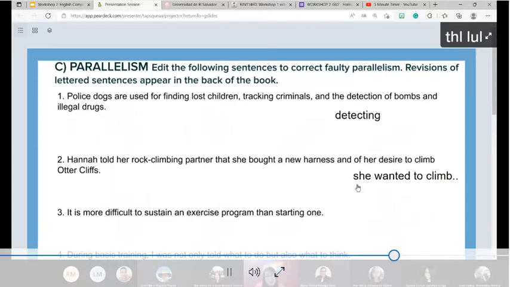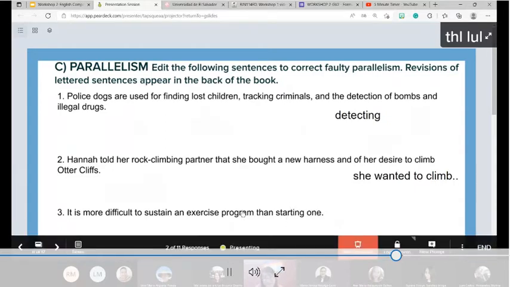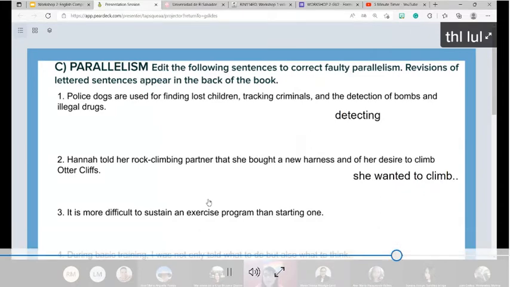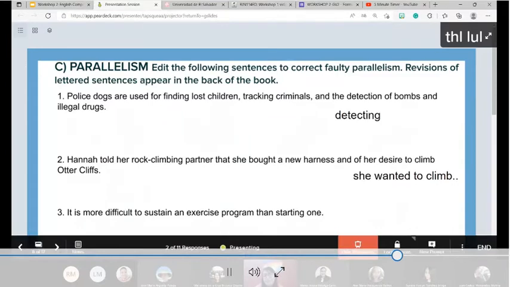Another one: it is more difficult to sustain an exercise program than studying one. How do you fix that one? Then start one. Then to start, that start. More difficult to sustain an exercise program than start one. Good. You have an infinitive, so you must have another infinitive.